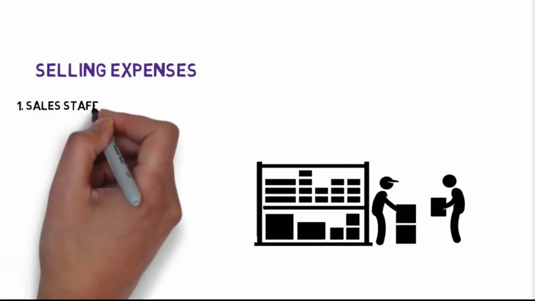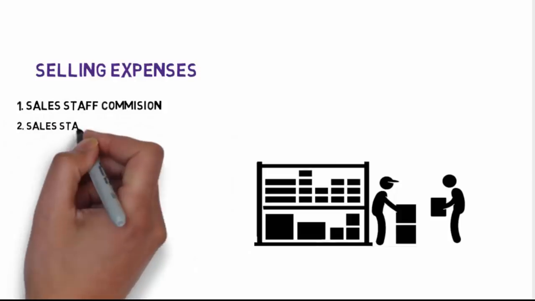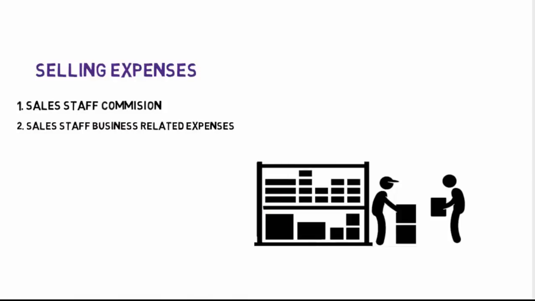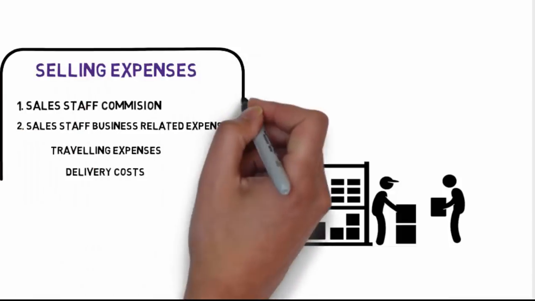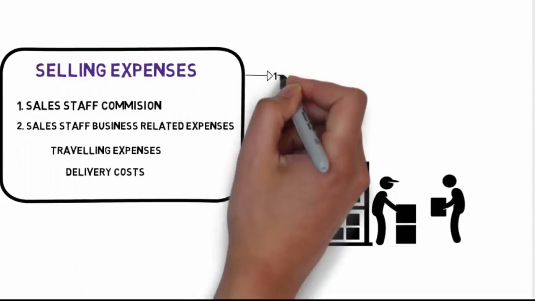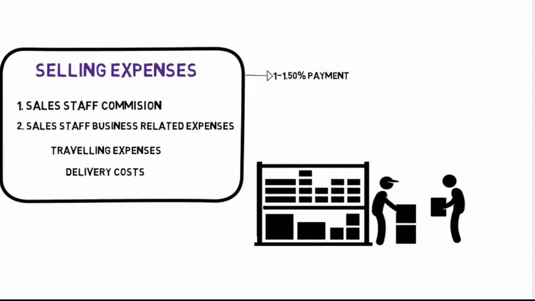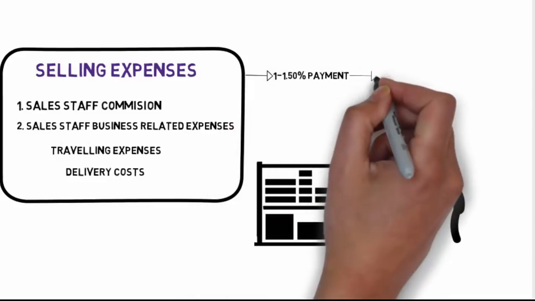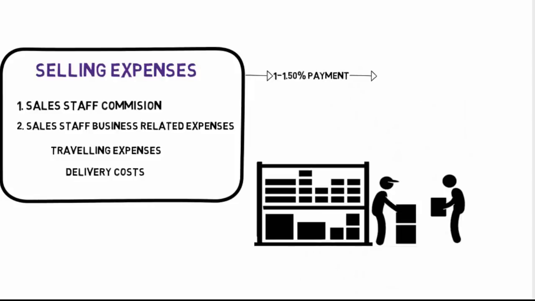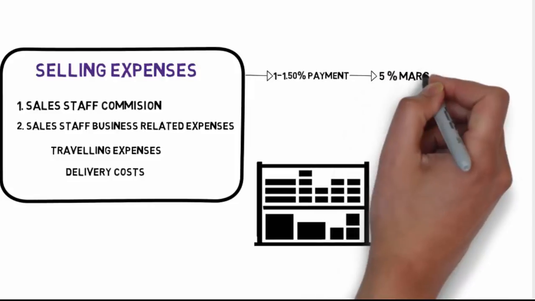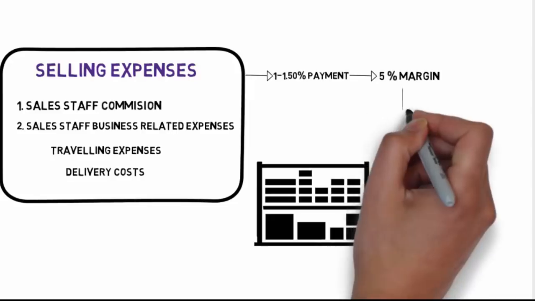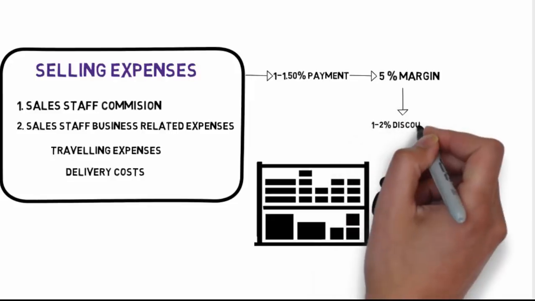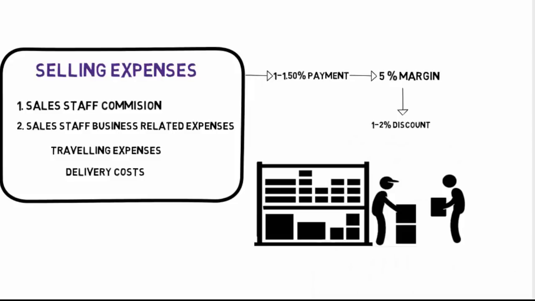Like sales staff commissions, and sales staff's business related expenses like money spent on traveling, delivery cost, etc. So if we calculate all this, then approximately 1 to 1.50% payment is done from the distributor side. Now after incurring 1 to 1.50% expense, if we get 5% margin from it, then out of that 5% margin, we'll have to offer 1 to 2% discount to the party.